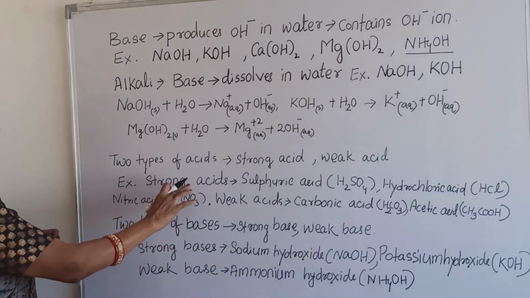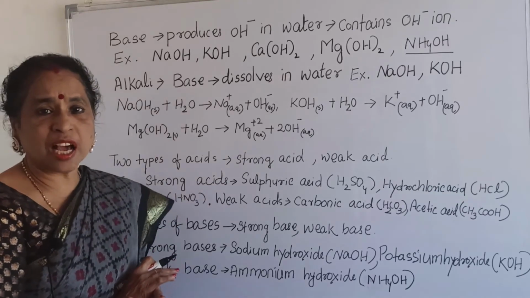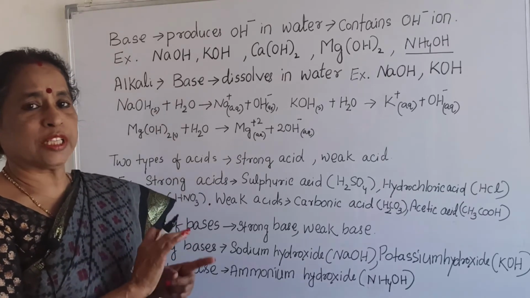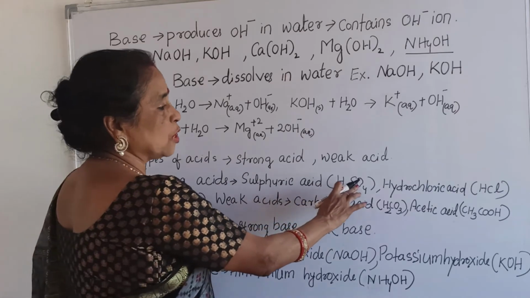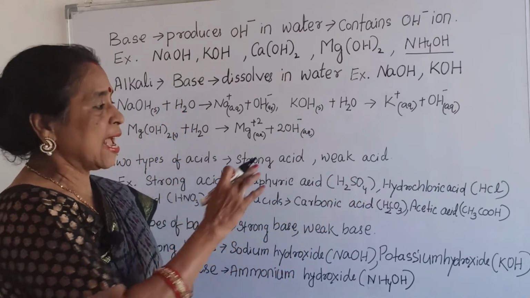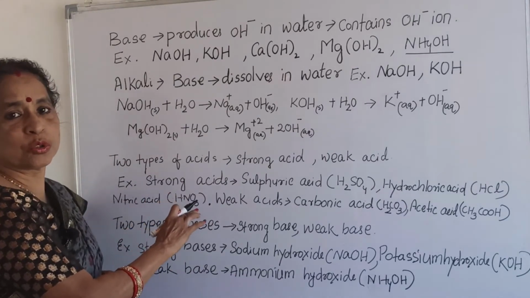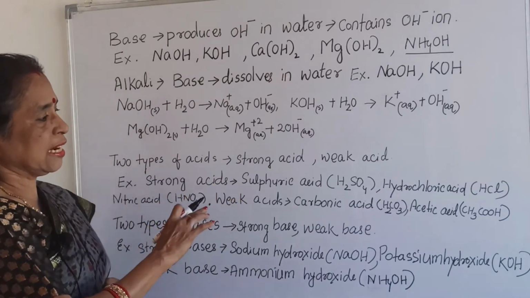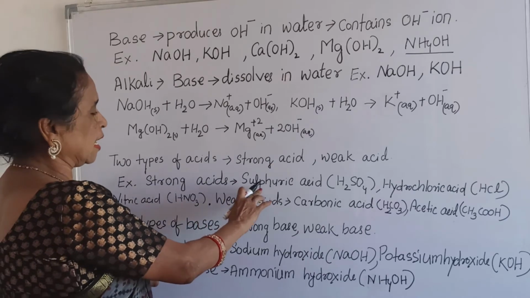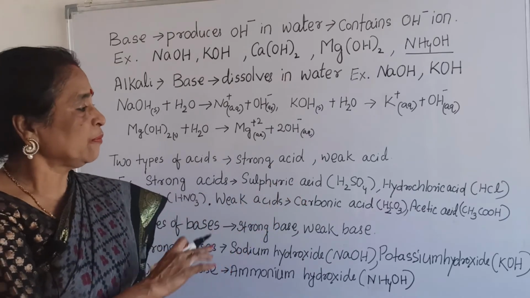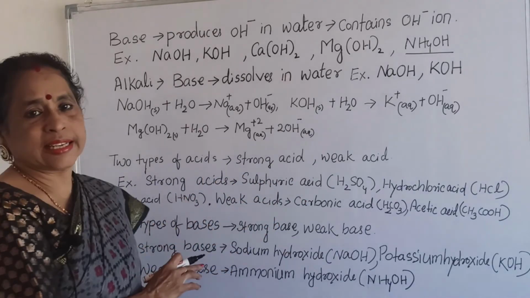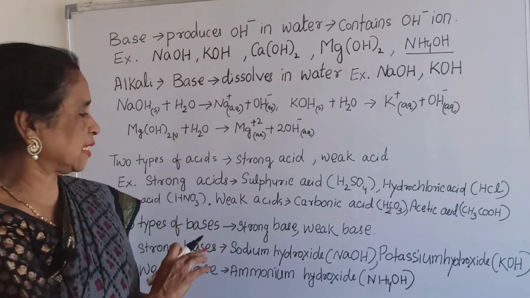Now strong acids, they are sulfuric acid. What is the formula? H2SO4. Hydrochloric acid, HCl, and nitric acid, HNO3. That means here I mentioned three acids: sulfuric acid, hydrochloric acid, nitric acid. These are known as strong acids.